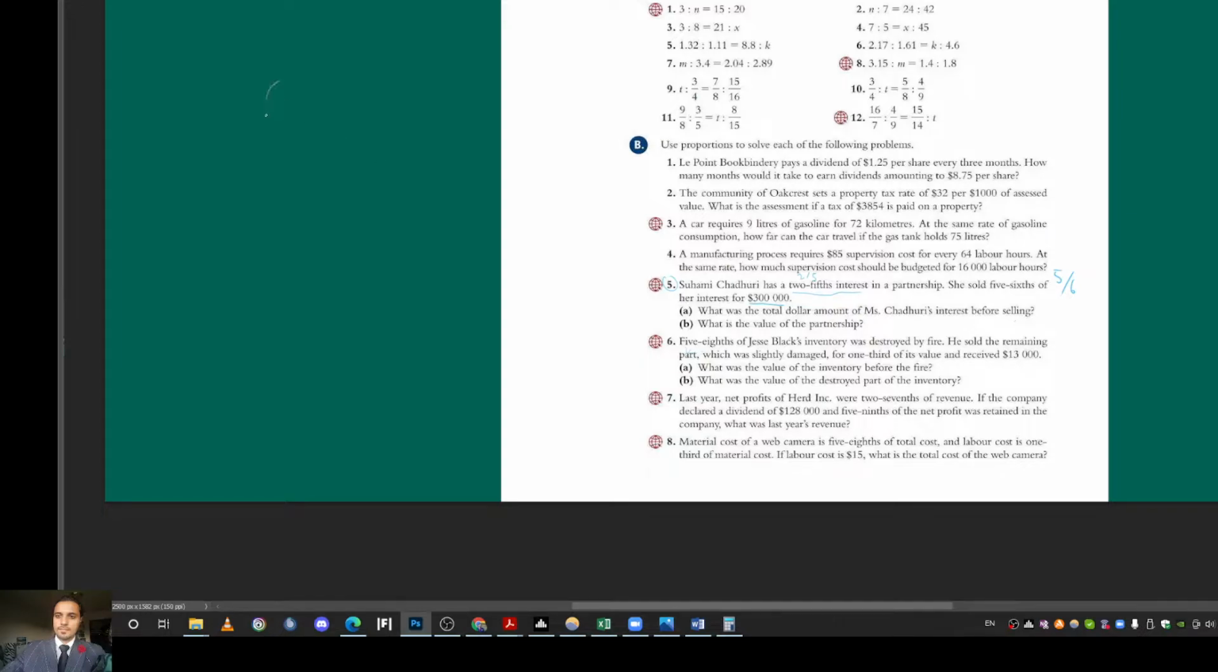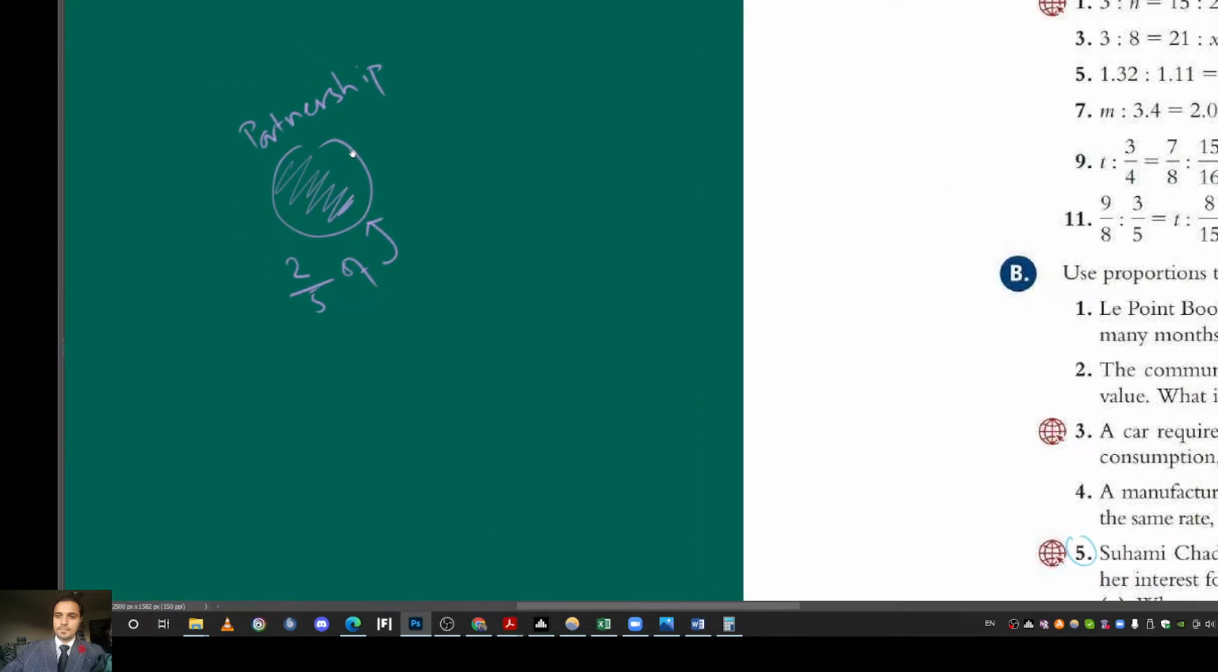So if this is a partnership, this is the total money in the partnership. Okay, she has 2/5 of this. We'll call it the partnership. We can also call it P. So she has 2/5 of this P, 2/5 of the partnership. Let's call it X instead. 2/5 of X. This X is the partnership.